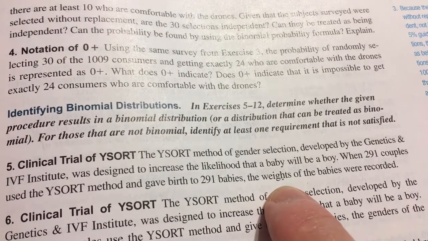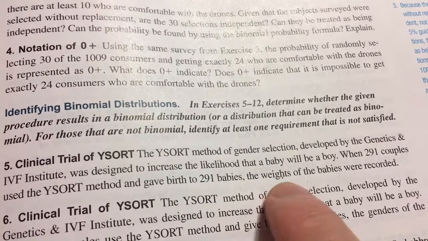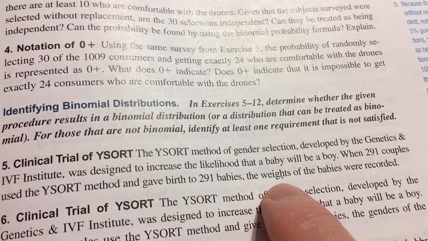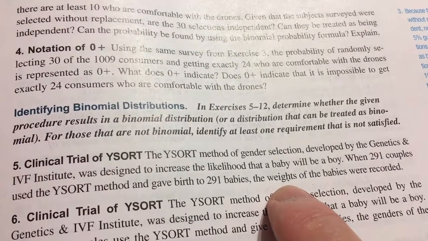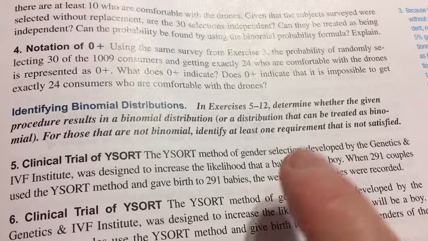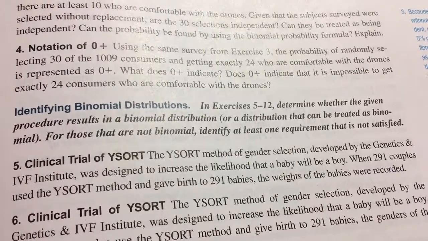Also, the weights of a baby are not just 2 options. So if they were recording the sex of the baby, then I would say yes, it could be binomial. But they're recording the weights of the baby, which is a continuous variable and not of just 2 options. So that would be number 5.